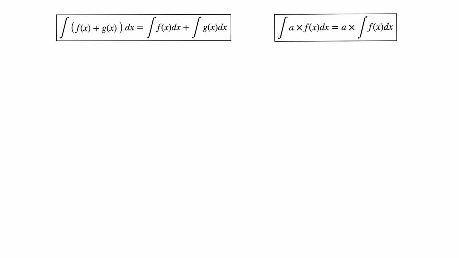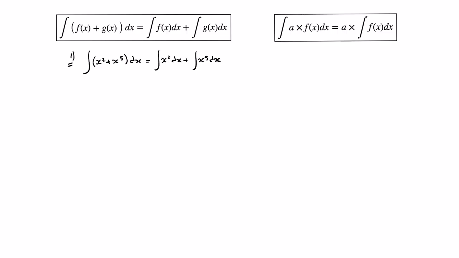Now, let's see how we can use this. For instance, let's say we're asked to integrate the following: the integral of the sum of x squared plus x to the power of 5 dx. Now, what this formula is telling us is that we can split this integral into two separate integrals, meaning we can write that this equals the integral of x squared dx plus the integral of x to the power of 5. And now that we've done this, we can use the power rule for integration to integrate.